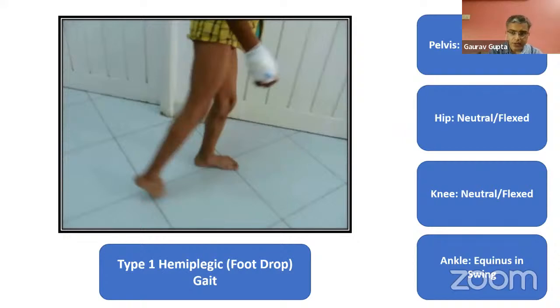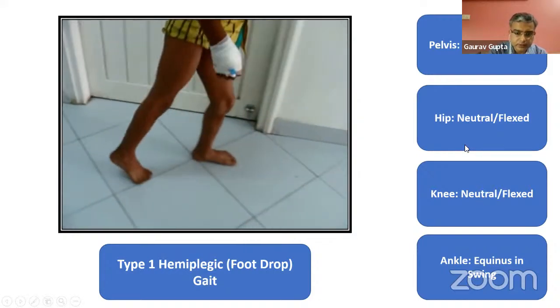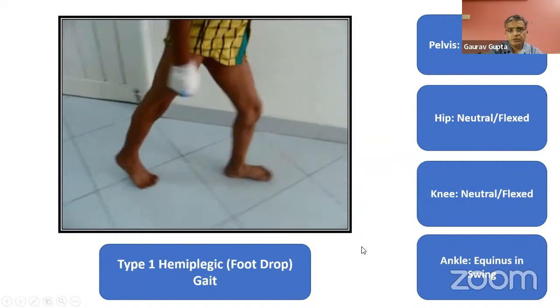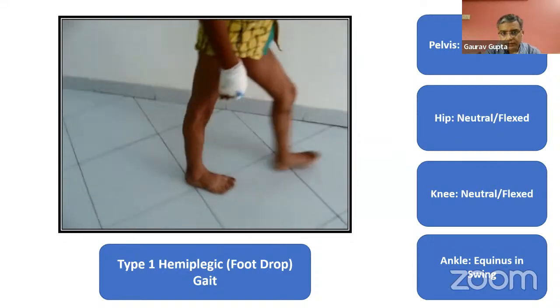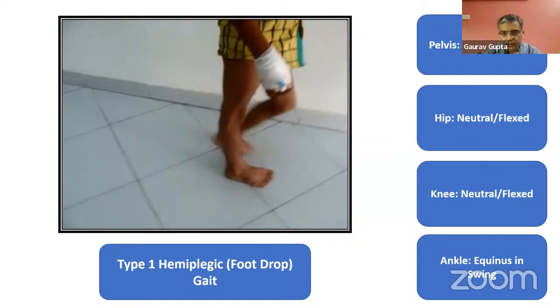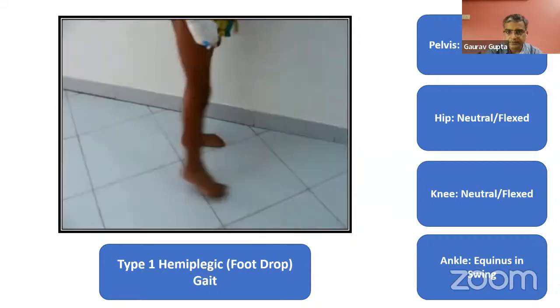So it is divided into 4 types. Type 1 hemiplegic gait is also known as foot drop. Here the child has a foot drop in the swing phase of the gait cycle. In the stance, the child has a plantigrade foot. Apart from this, other joints can be neutral or slightly flexed. So majorly the issue is in the ankle. So you can see that there is a foot drop in the swing. After that, the foot is plantigrade in the stance phase.